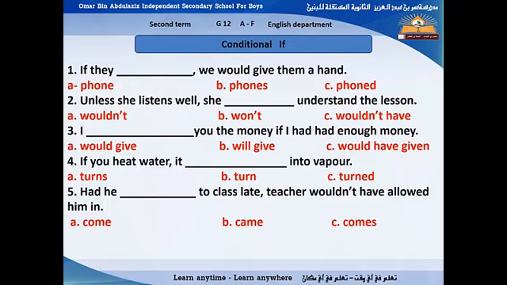So we got would have plus past participle. It means we are dealing with the third case. The third case, had plus the past participle. We just removed if and started the sentence with had. So what's missing here? The past participle of come. Come, came, come. So the right answer is come.